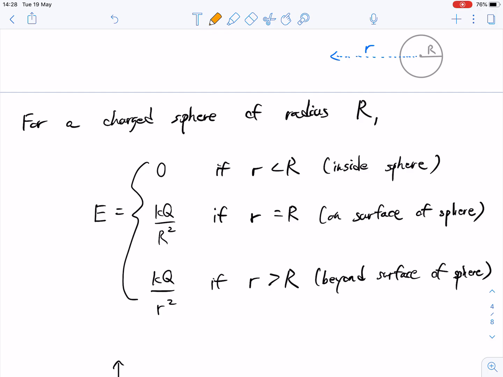At the surface, you see that it is kq over capital R squared. And lastly, once it reaches beyond the surface, it follows that inverse square relationship that we know about. This last one is the one that we've been studying all this time.